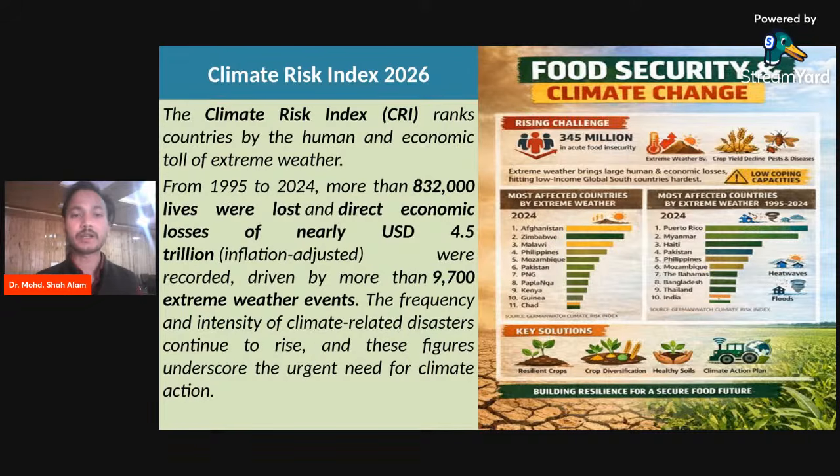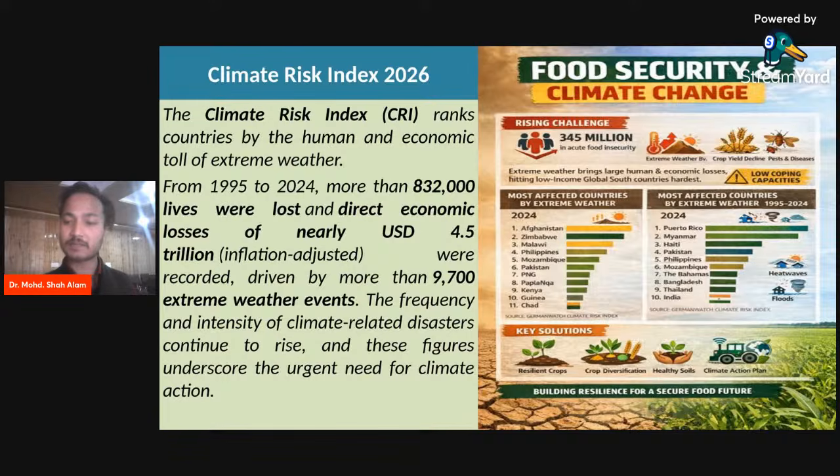Next slide shows the Climate Risk Index 2026. This slide shows how much climate is affecting the food security of several countries. The most affected countries by extreme weather in 2024, as you can see in the diagram, is Afghanistan. Next will be Zimbabwe, and last will be Chad. But the most affected by extreme weather from 1995 to 2024 will be Puerto Rico, Myanmar, Haiti, Pakistan, and the last will be India.